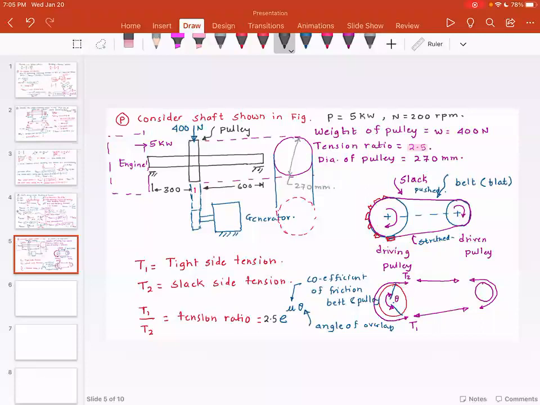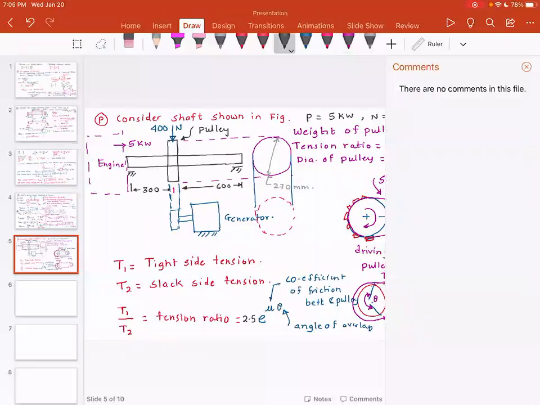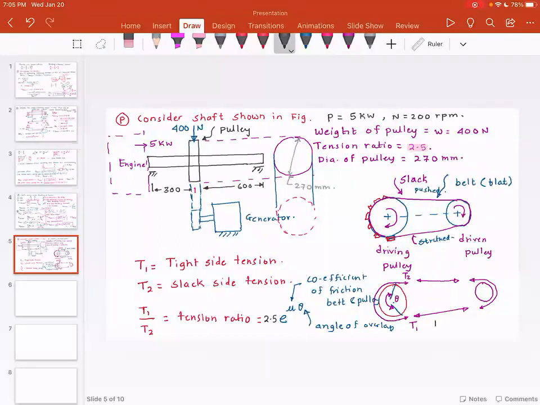So the tension ratio is given to us. The equation for power transmission in the case of the belt drive is T equal to T1 minus T2 multiplied by R pulley. Please note the torque transmitted by the pulley is the difference between the tension on the tight side and the slack side multiplied by the radius of the pulley.